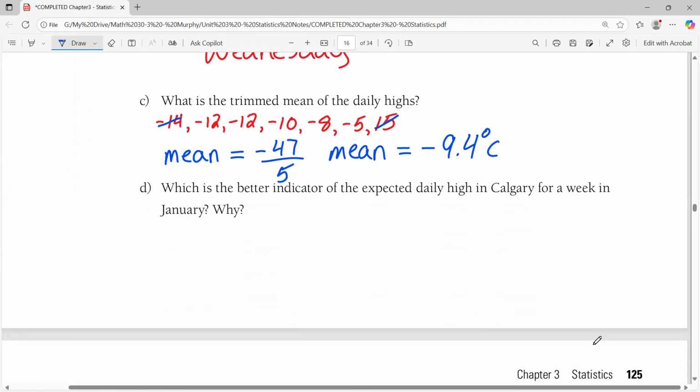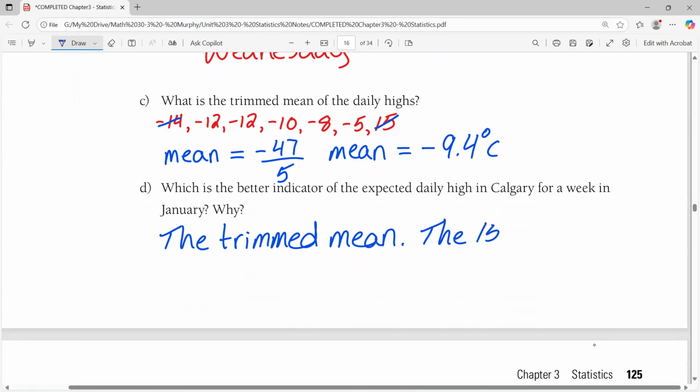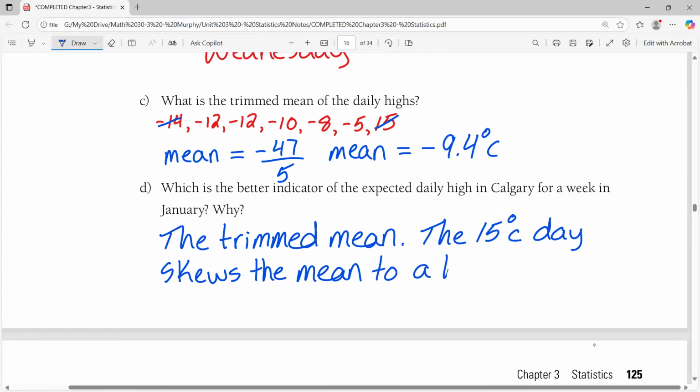What is the better indicator of the expected daily high in Calgary for a week in January? The trim mean. The 15-degree day skews the mean to a higher value. Okay.